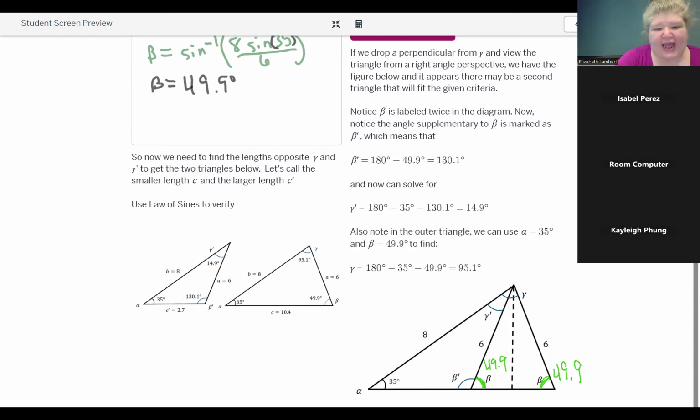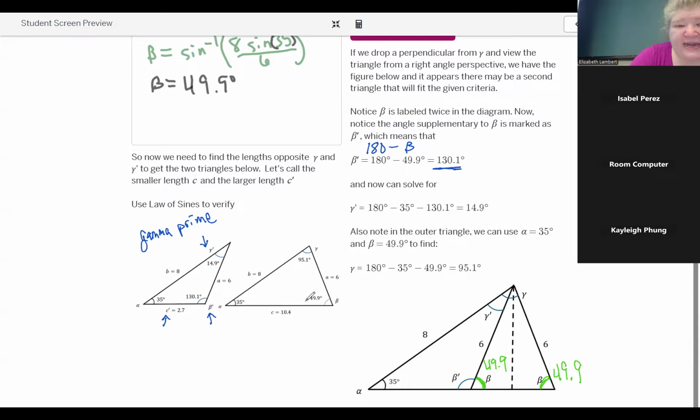Now, when I look at my beta prime, because that's what we label all the angles on the inner wonky triangle, all of them get this prime mark. So beta prime here is 180 minus beta. So 180 minus the 49.9 gives us a beta prime value of 130.1 degrees. So that's where the second number for beta prime came from.